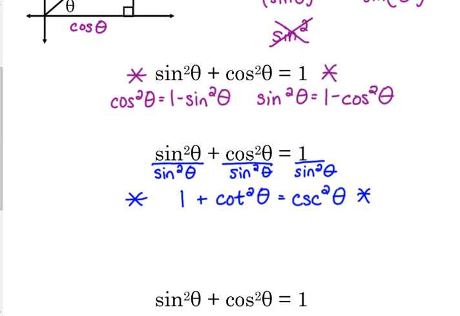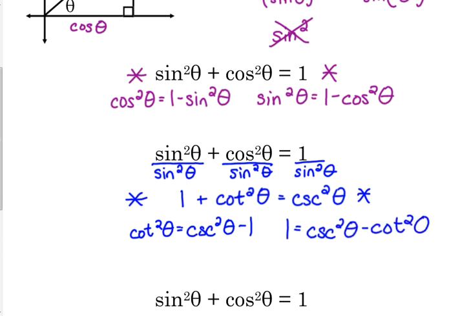We can rearrange this one just like the other one. If we want cotangent squared by itself, we just subtract 1 from both sides. If we want 1 by itself, then we just subtract cotangent squared from both sides. Okay, so all three of those statements say the same thing. They're just in different arrangements based on what we need.